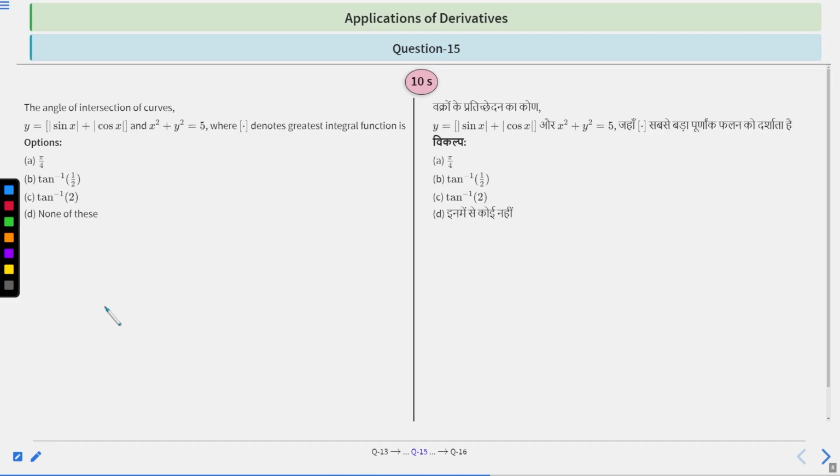Okay, let's move to the next question. Question number 15, which says: the angle of intersection of curves y is equal to the greatest integer function of mod sin x plus mod cos x, and x square plus y square is equal to 5, where the box denotes the greatest integer function, right?